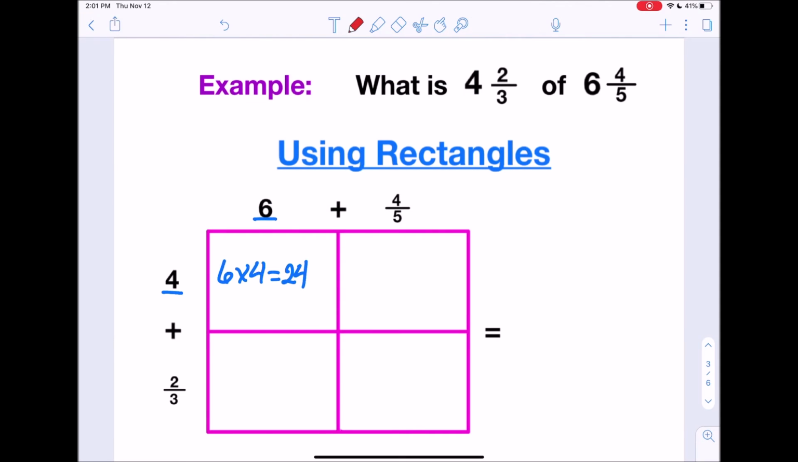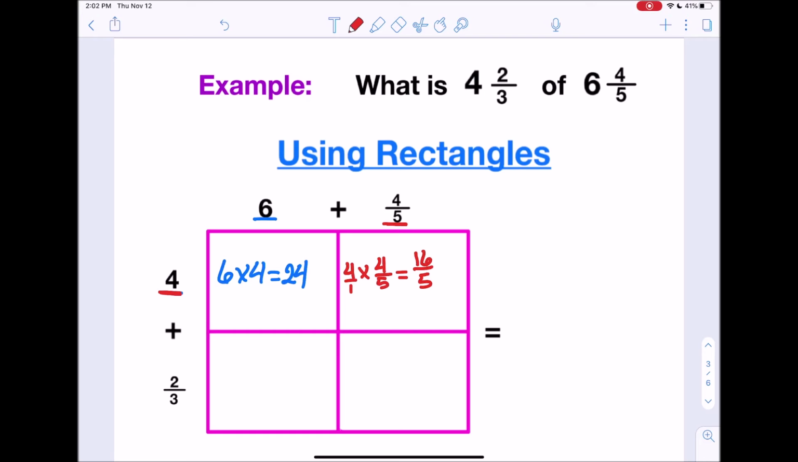For the box next to it, my column is 4/5 and my row is still 4. So this is going to be 4 times 4/5. And remember, we just stick a 1 under a whole number to make it into a fraction. Now we can multiply across and we get 16/5.